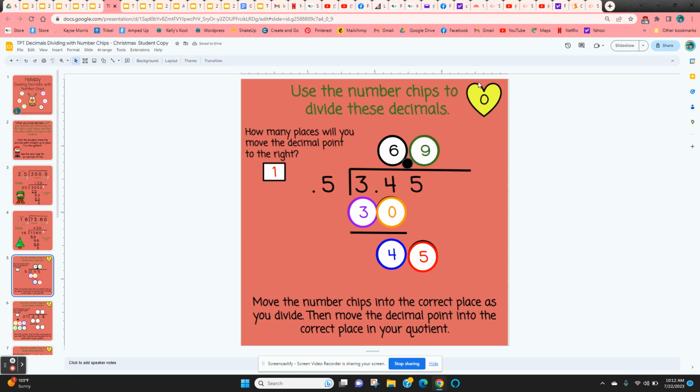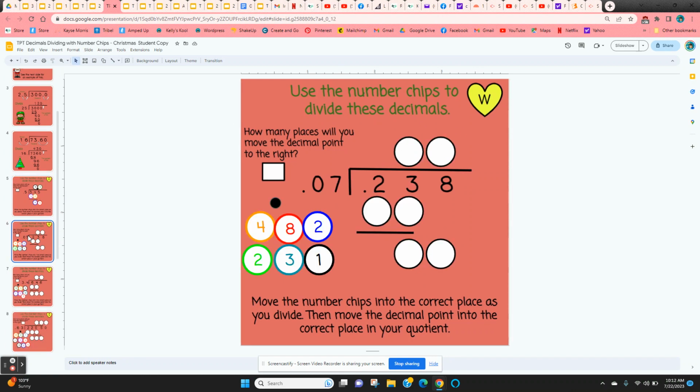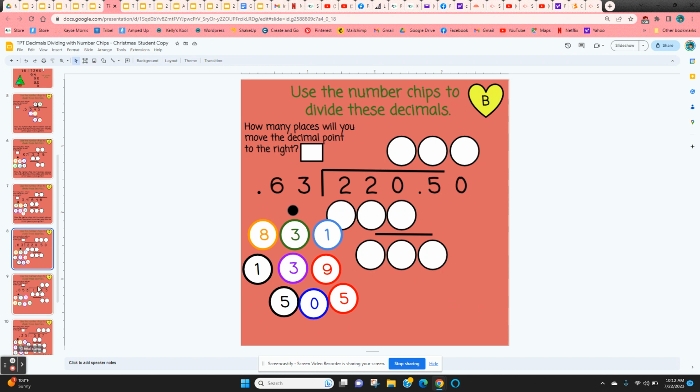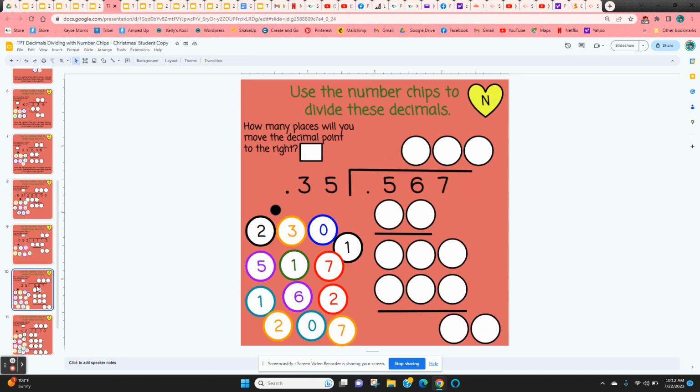Now every slide is going to have a yellow heart in the upper right hand corner with a letter. That's going to help you solve a Christmas riddle on the very last slide. So they've got more problems to solve using the same method. Every slide has every number that they need. These get a little bit more difficult as they go. If they get toward the end and the numbers aren't working, that means they've made an error somewhere and they need to go back and check.